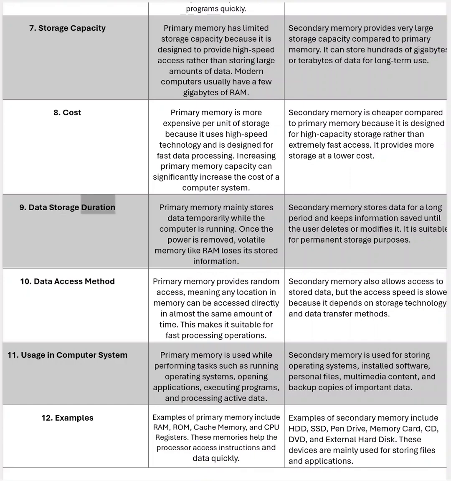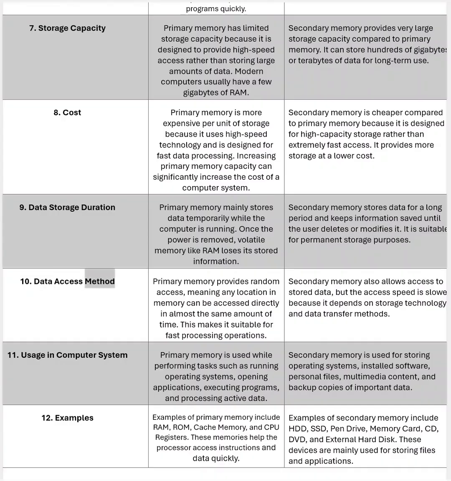9. Data storage duration. Primary memory mainly stores data temporarily while the computer is running. Once the power is removed, volatile memory like RAM loses its stored information. Secondary memory stores data for a long period and keeps information saved until the user deletes or modifies it. It is suitable for permanent storage purposes.